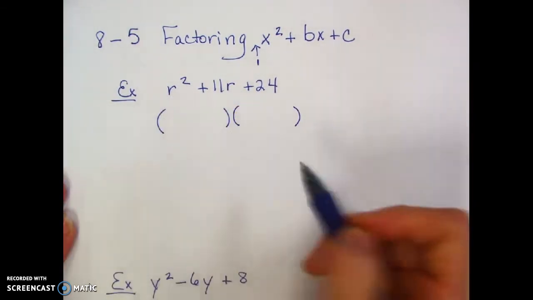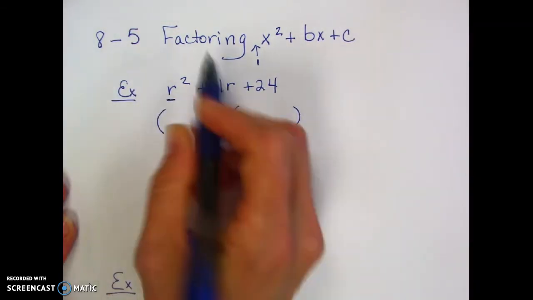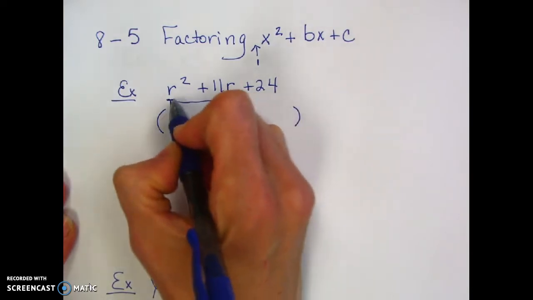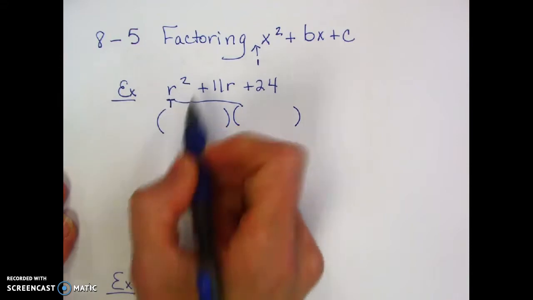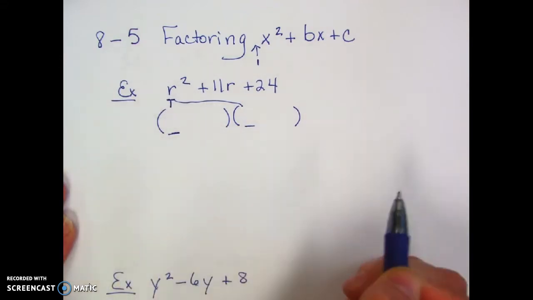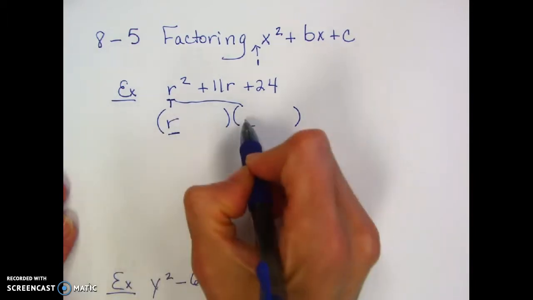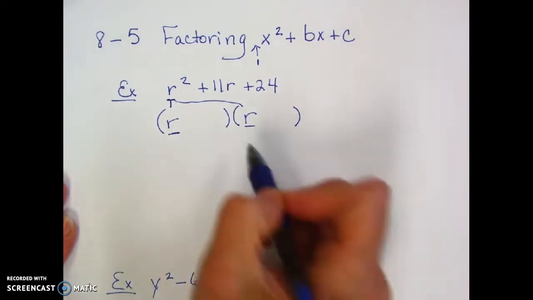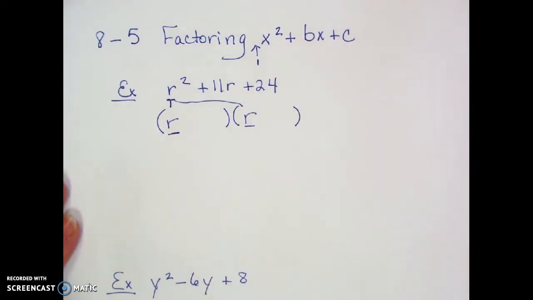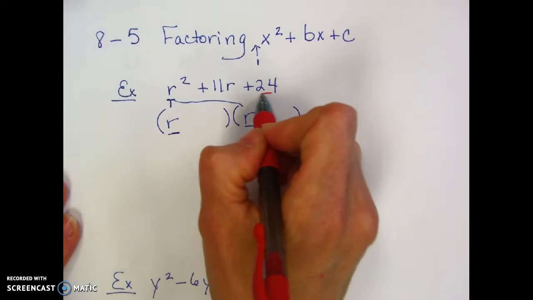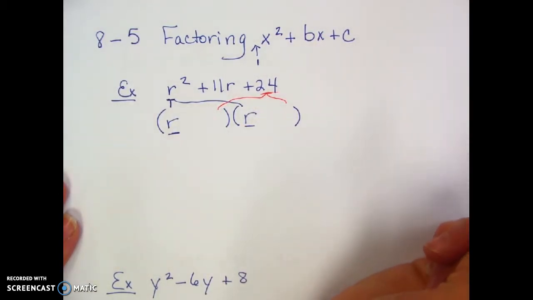If you recall from when we were multiplying two parentheses together, this piece always came from the first two spots. So how could we get an r squared from something multiplied times something? Well, this is going to be an r and this is going to be an r to give us r squared, because r times r is r squared. Now, the last spot always came from the last two numbers being multiplied together.